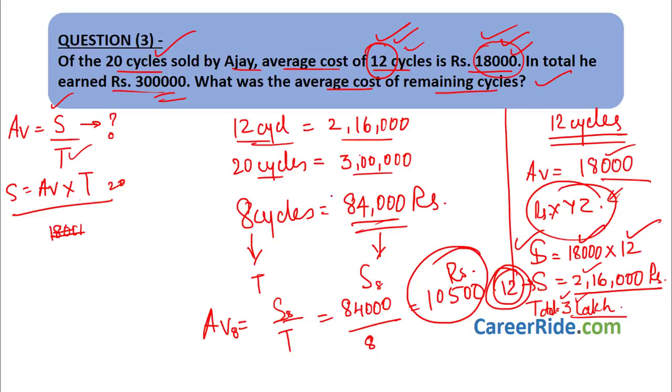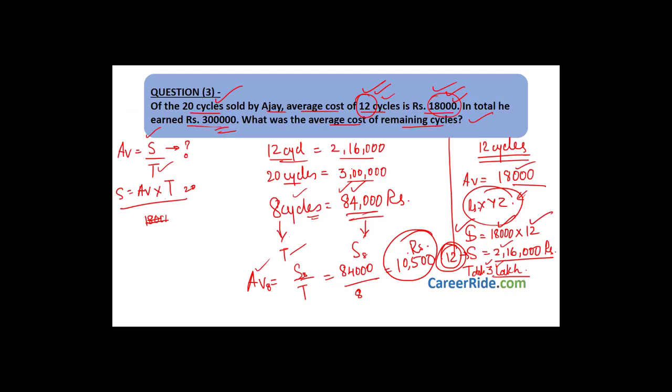So for the remaining 8 cycles, how much did Ajay earn? 3 lakh minus 2,16,000, that is nothing but 84,000, right? So 84,000 were earned by Ajay for these 8 cycles. Total sum for 8 cycles is 84,000, total number of cycles is 8. So what is the average of the remaining 8 cycles? Sum upon total, 84,000 upon 8, that is nothing but 10,500, right? So moving on to the next sum.